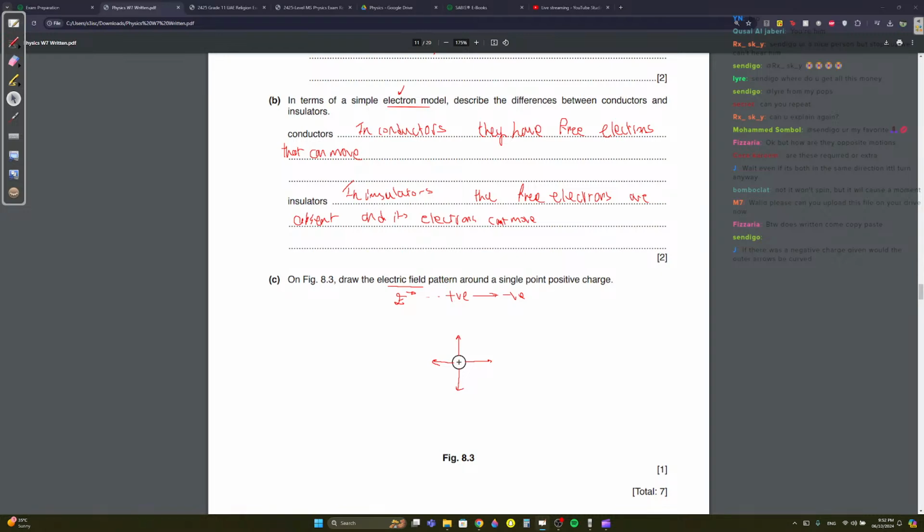By the way, does written come copy paste to the past paper? It should be, yeah. If there was a negative charge given, would the outer arrows be curved? If there was a negative, yes, they would. If there was, it would.